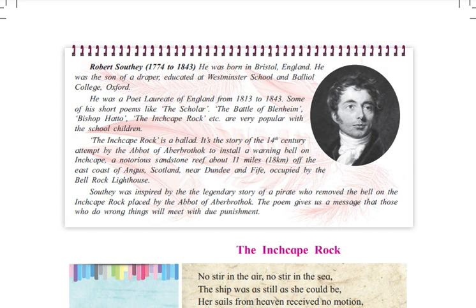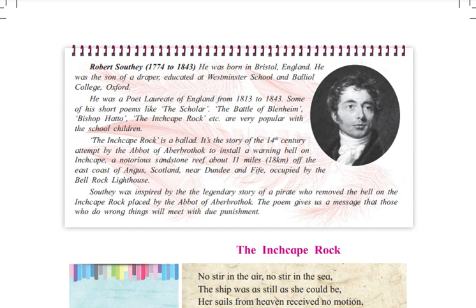The Inchcape Rock is a ballad. Now, what do you mean by a ballad? A ballad is a poem written in a romantic way, in a happy mood. It is the story of the 14th century, the attempt by the abbot of Aberbrothok to install a warning bell on Inchcape. Clear?